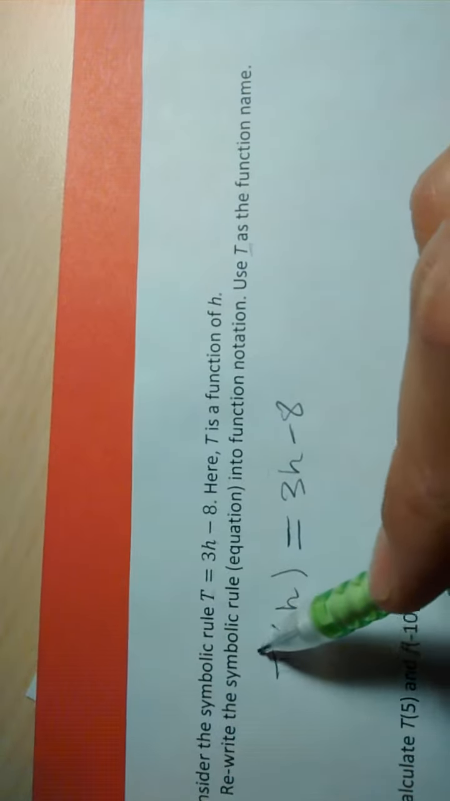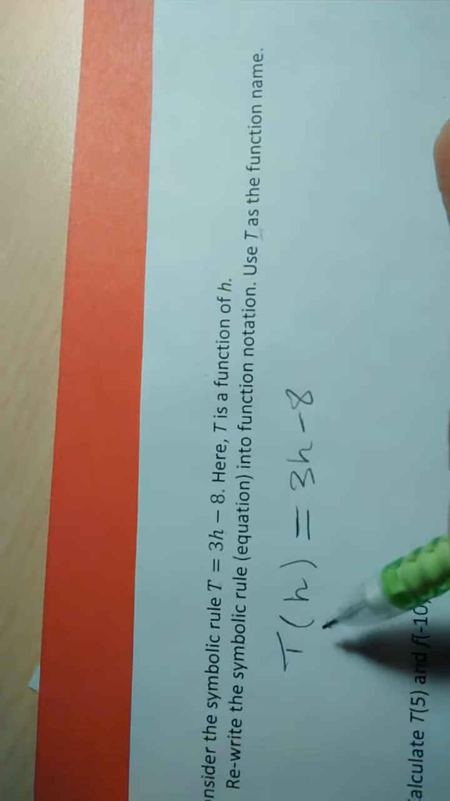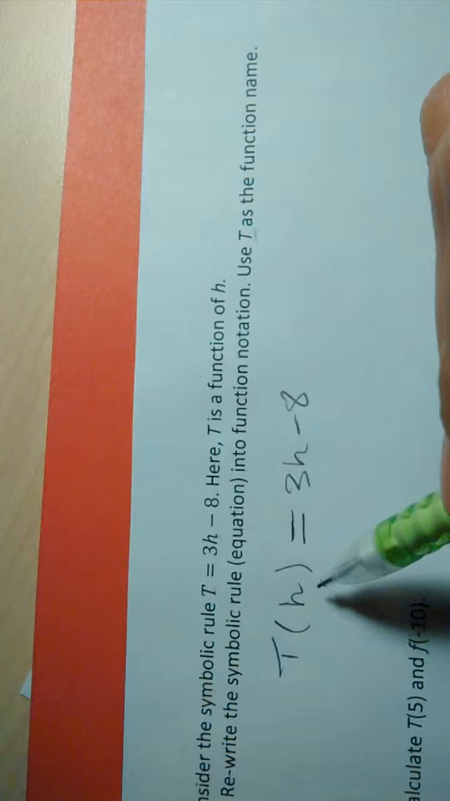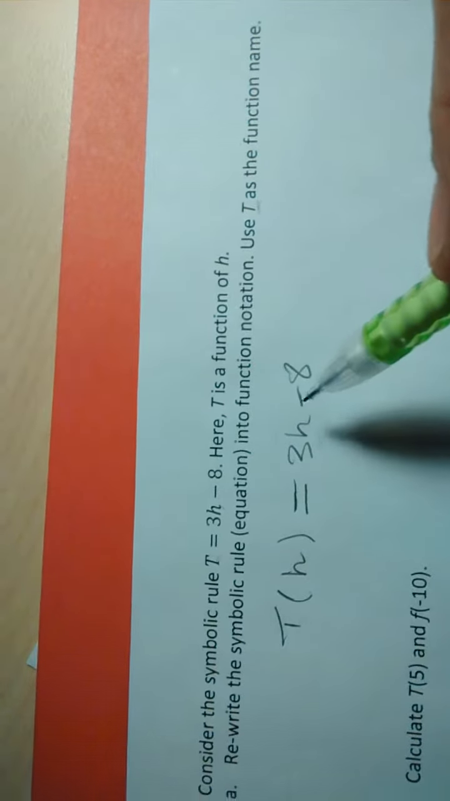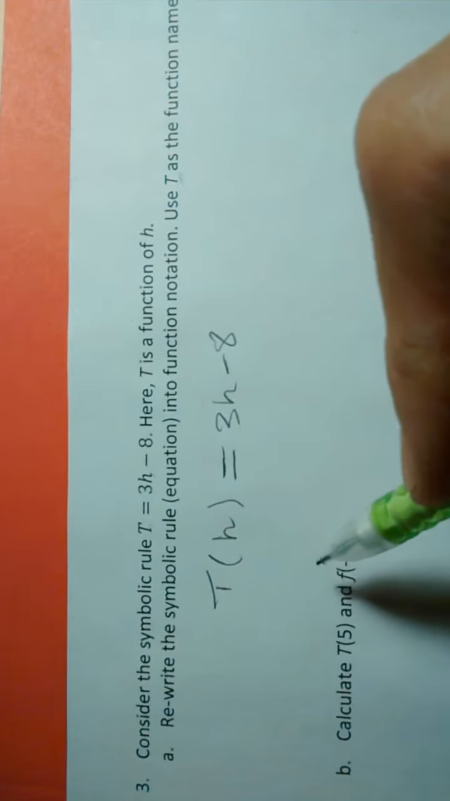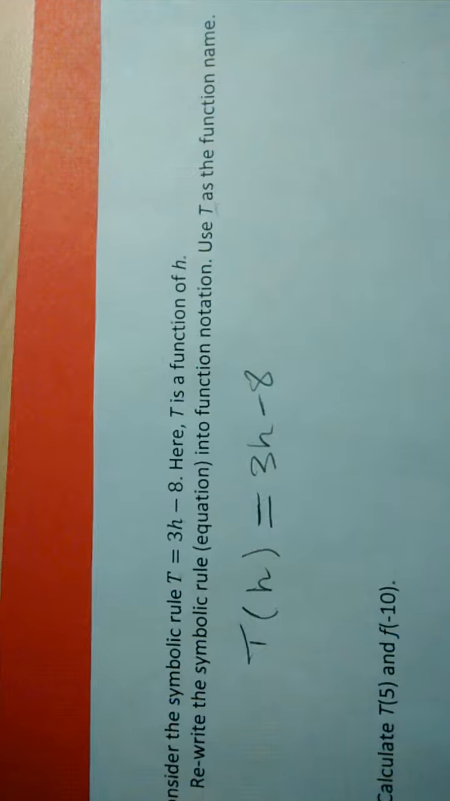t is no longer the output variable, it's just the name of the function. The output variable is actually this whole thing, t of h. Again, this is pronounced t of h, and this is the output variable, and that's the input variable. So we're going to do a couple of items here using this function now in function notation.